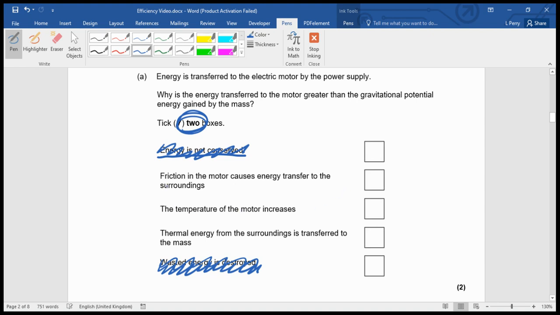So let's have a look. Friction in the motor causes energy to transfer to the surroundings. That's true. The temperature of the motor increases. Yep. That's wasted heat. And we know electrical things heat up. But let's just check the last one. Thermal energy from the surroundings is transferred to the masses. We know the surroundings aren't heating up the masses, so it's not that one. So we know we've ticked the right 2. We were required to tick the 2 essentially that showed why energy was wasted, which is why the energy going in isn't the useful energy coming out, because some is wasted.